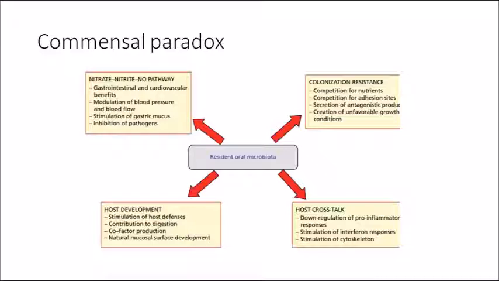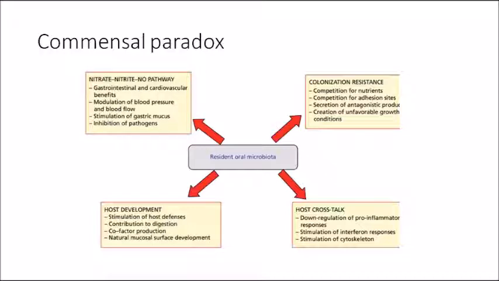Why is this happening? That is because of the resident oral microbiota. You can see the center box, right? They help us in many ways. That is given in the four outer boxes. One is the nitrate NO pathway. That is, the gastrointestinal and cardiovascular benefits due to the NO produced for the host by these microorganisms. The nitrate NO conversion is brought about by the microorganisms, and this helps us in modulating the blood pressure, the blood flow, stimulation of the gastric mucus and inhibition of other pathogens. So one thing is nitrate NO conversion.